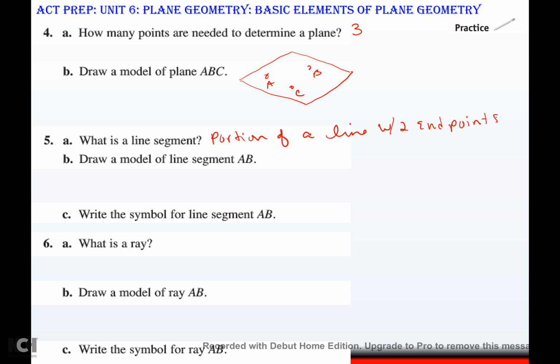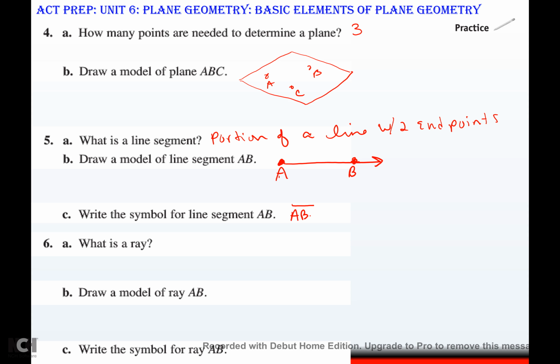So to draw a model of a line segment, AB, that means A starts it, goes to B, but it continues on through B forever and ever and ever. Okay? Right. Write the symbol for line segment AB. That would just be a straight line over AB.